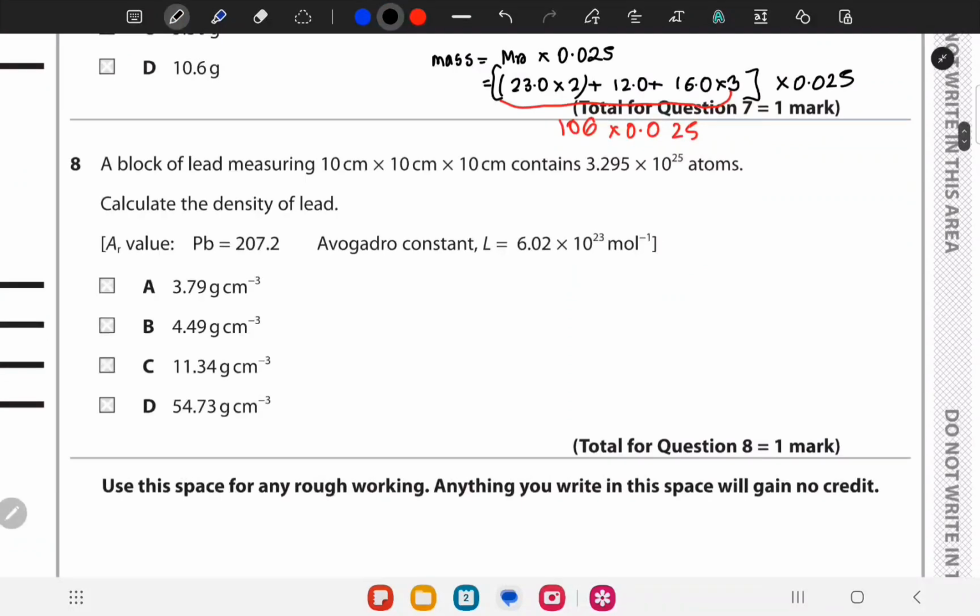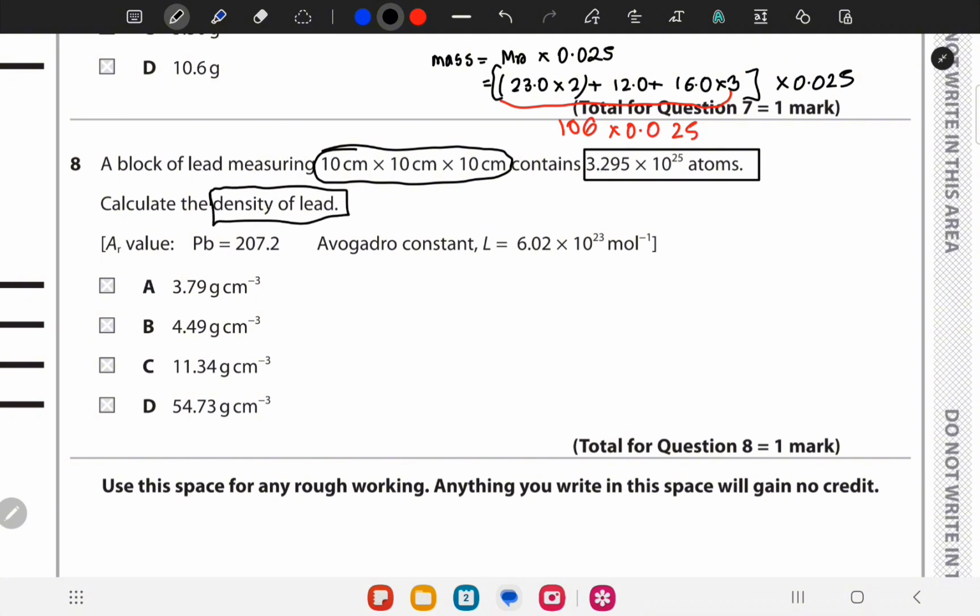Now moving on to question 8, we are given a lead block, a lead cube. So this is a cube of dimensions 10 cm, 10 cm, 10 cm. We are told that it contains 3.295 into 10 to the power 25 atoms. We have to find the density.